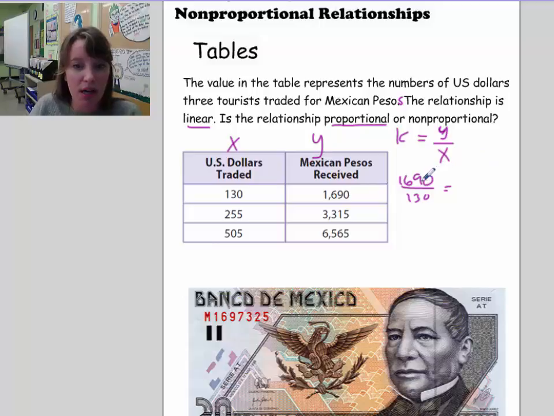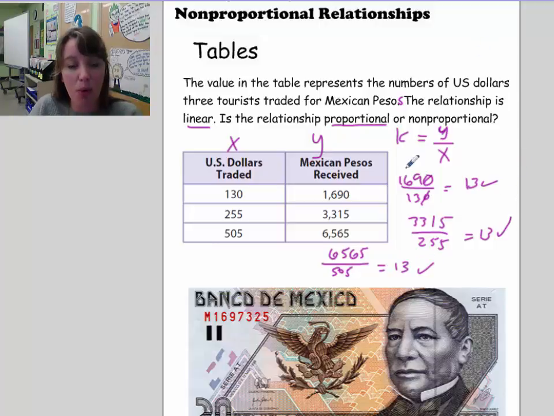So 1,690 over 130 is actually going to be 169 divided by 13, which is 13. 3,315 divided by 255 also gives you 13. And finally, 6,565 divided by 505 also gives you 13. So the ratio of Y to X is constant, thus it is a proportional relationship. Okay?